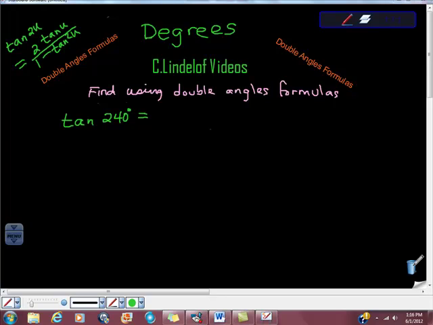Still focusing on double angles formulas. This time I'm going to do tan of 240 degrees, and our professor is asking us to solve that using double angles formulas. I'm going to do two of these. The first one's going to be in degrees, so here we go with that.